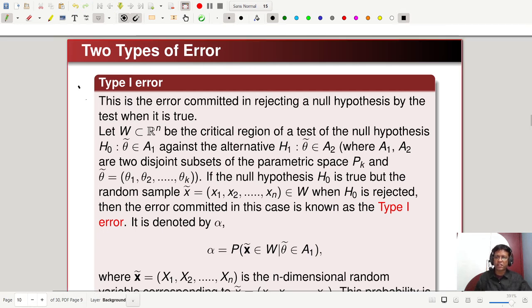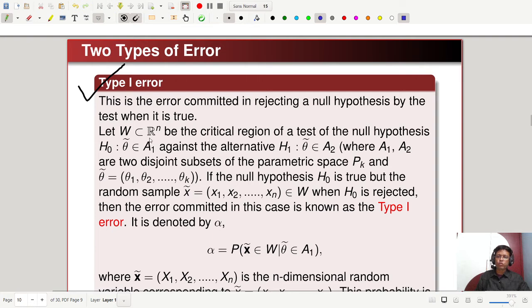Now I will explain type 1 error. What is type 1 error? This is the error committed in rejecting a null hypothesis by the test when it is true. So if you reject a true null hypothesis, that is called type 1 error. It was true, but by the sample observation you find that it falls in the critical region and you reject the null hypothesis, then that error is called type 1 error.